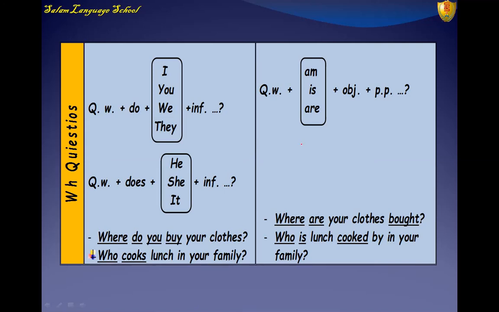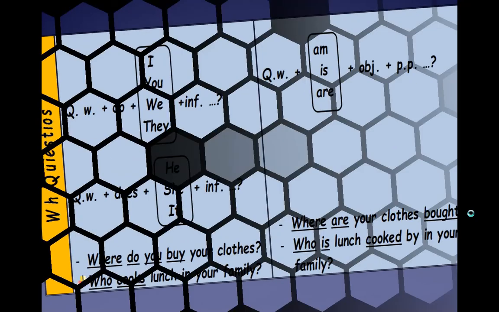Okay? But in the passive voice, we will form the question like this. We will start with the question word, then am, is, or are, the object, then the past participle. For example, we said here, where do you buy your clothes? It will be, where are your clothes bought? Or in this example, we said, who cooks lunch in your family? It will be, who is lunch cooked by in your family? Okay? This is about the present simple, active and passive.